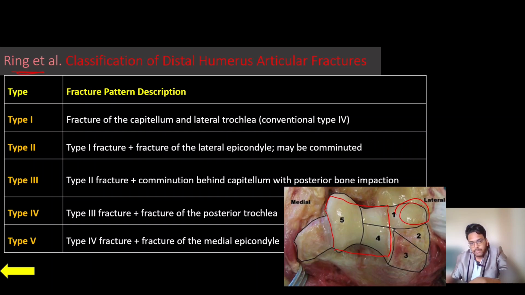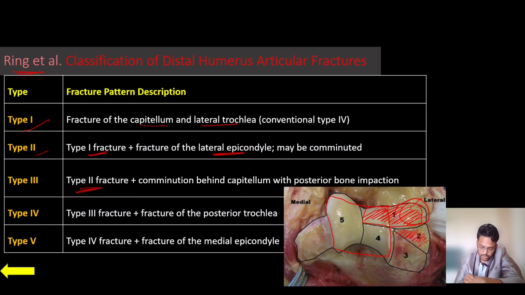So type 1 is involving the capitulum and the lateral trochlear part. If along with type 1 it involves the lateral epicondyle, it is type 2. Okay, capitulum and lateral trochlea is type 1. Along with type 1, lateral epicondyle is type 2.